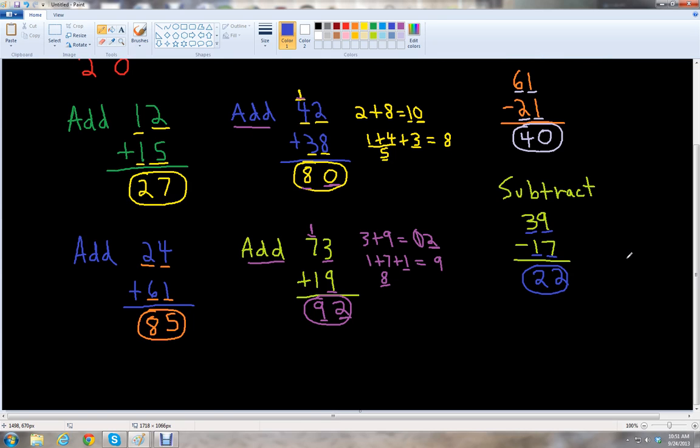Okay. So now you're thinking, well, that was pretty easy. There has to be something else we need to do in case we can't subtract the ones digits. So what if the ones digit on the top is smaller than the ones digit on the bottom? So we'll have to do a special example to show that.